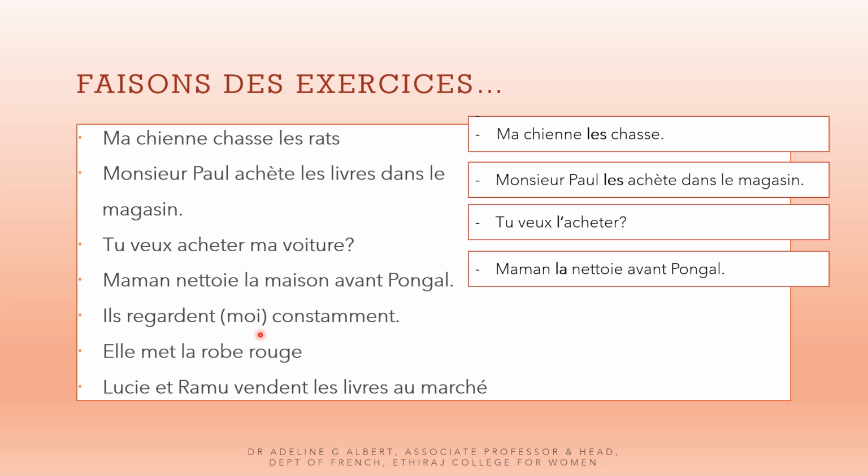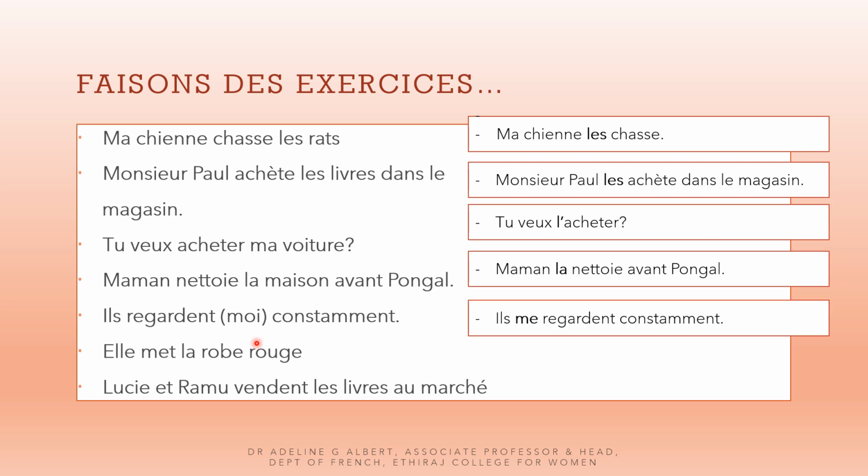They're looking at me constantly. Il me regarde. You're looking at me constantly. Elle met la robe rouge. She puts on the red dress. She puts it on. Elle la met. And finally, Lucie et Rameau vendent les livres au marché. Les livres, they are selling them in the market.